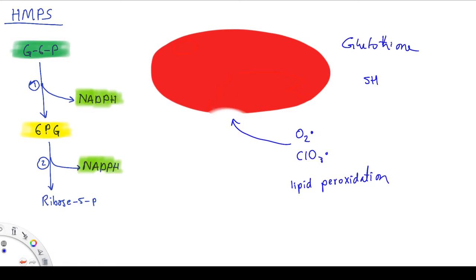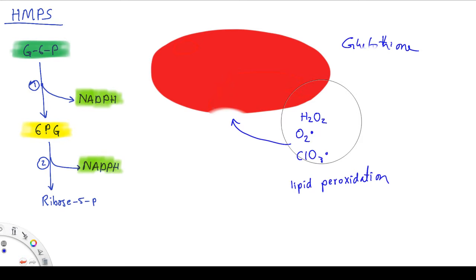Glutathione protects against free radicals. One more free radical you can call hydrogen peroxide. It's not a completely free radical, but it is converted to free radicals. So who neutralizes these free radicals? Glutathione.